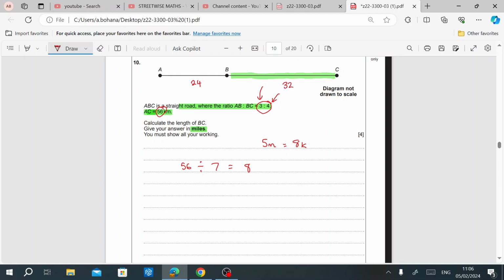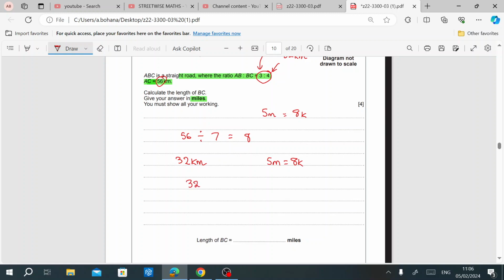So the distance from A to C is 56. So that is fine. So we now know that B to C here is 32 kilometers. But we want the answer in miles. But don't forget that 5 miles is equal to 8k. So the conversion you would do is 32 times 5 over 8. Cross that off, because 8 can go into 32 4 times. So 4 times 5 is equal to 20. So the answer is going to be 20 miles.